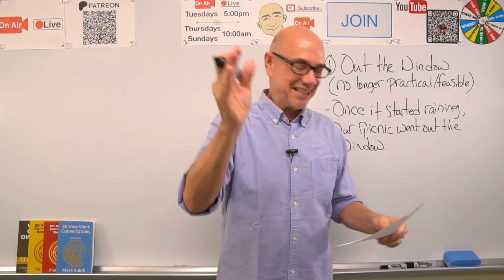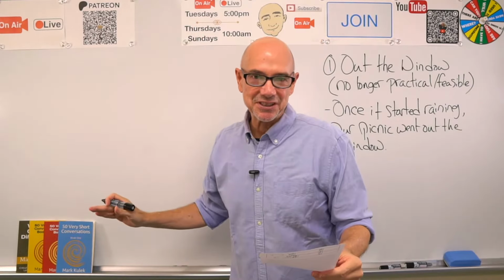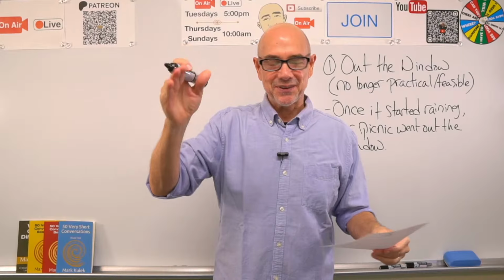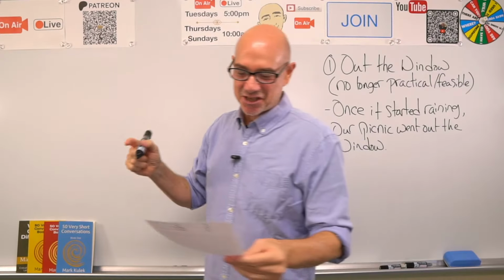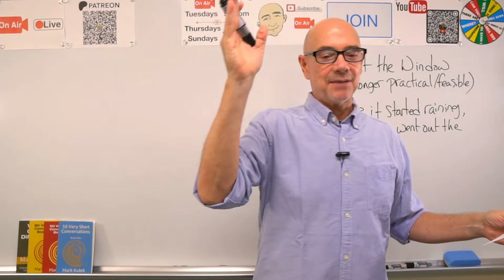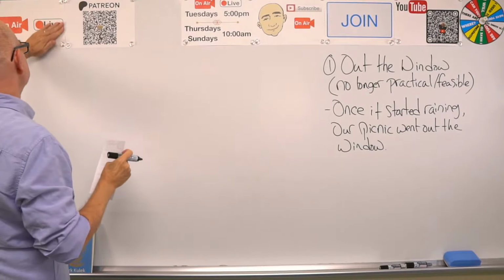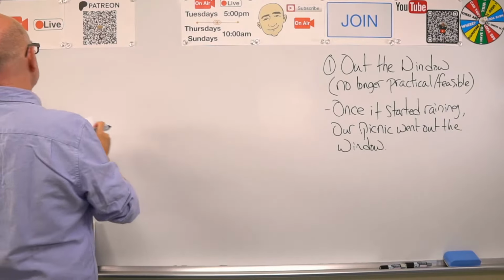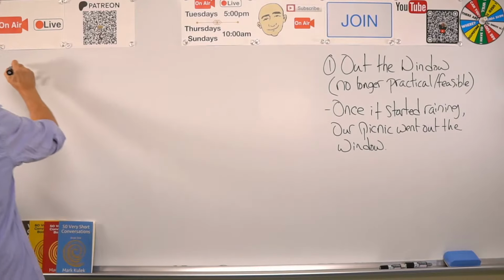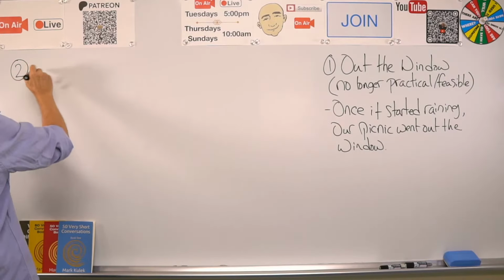Okay, our next activity is our conversation from my book, 50 Very Short Conversations. And today we are talking about imperatives, things that must be done. It must be. Okay, to conversation.